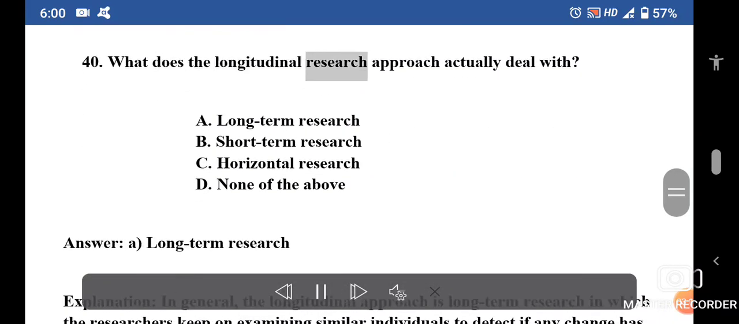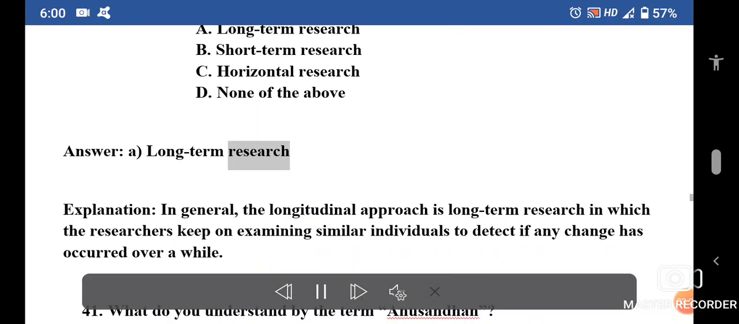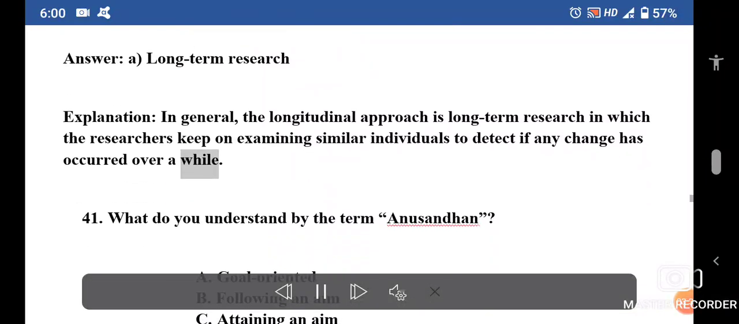What does the longitudinal research approach actually deal with? Long-term research, short-term research, horizontal research. None of the above. Answer A. Long-term research. Explanation: In general, the longitudinal approach is long-term research in which the researchers keep on examining similar individuals to detect if any change has occurred over a while.